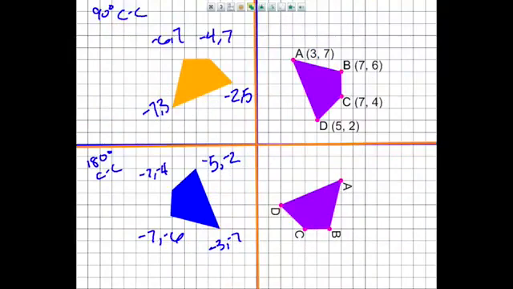All right, let's check out these coordinates. We've got 1, 2, 3, 4, 5, 6, 7, down 1, 2, 3. So this is 7, -3. Our B is going to be at 6, -7. C should be 4, -7. And D should be at 2, -5.